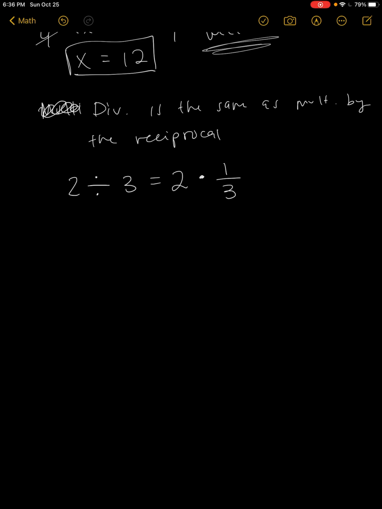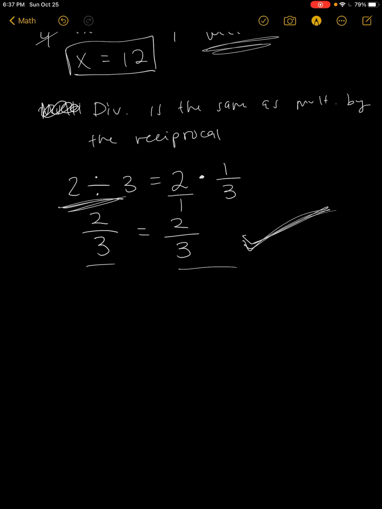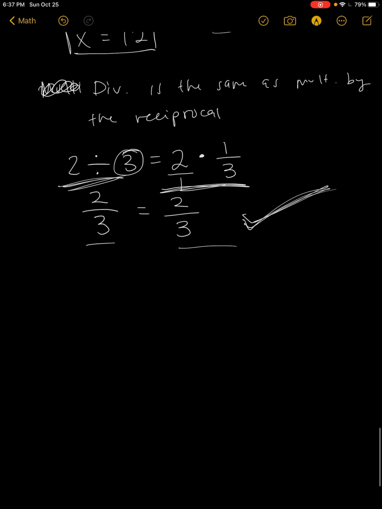So let's prove that these two are the same. 2 divided by 3, if I were going to write it in algebra, we use a fraction. 2 times 1/3, remember I can make this a whole number over 1. I multiply the tops, multiply the bottoms, and we get 2/3 equals 2/3. So it checks out. Dividing is the same as multiplying by the reciprocal of the second number.